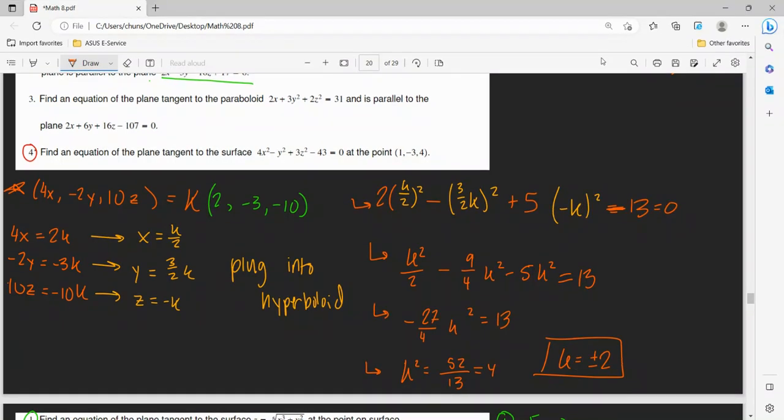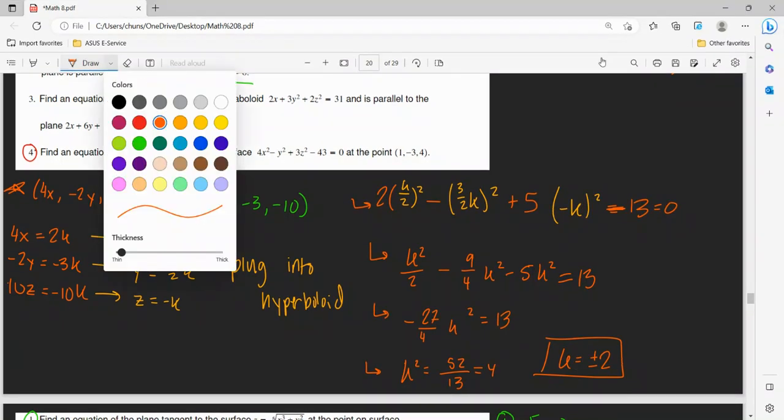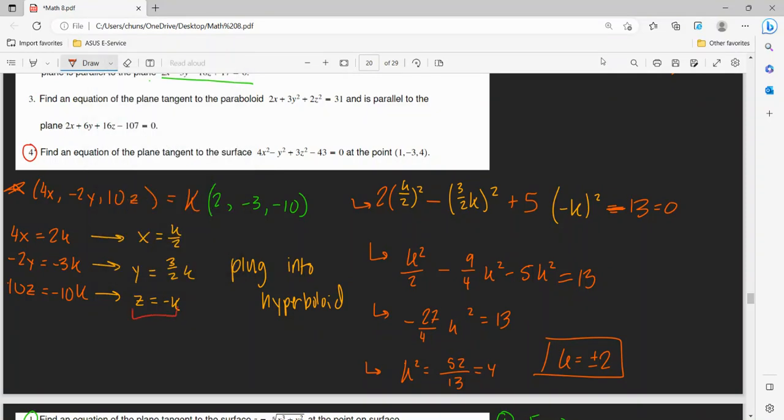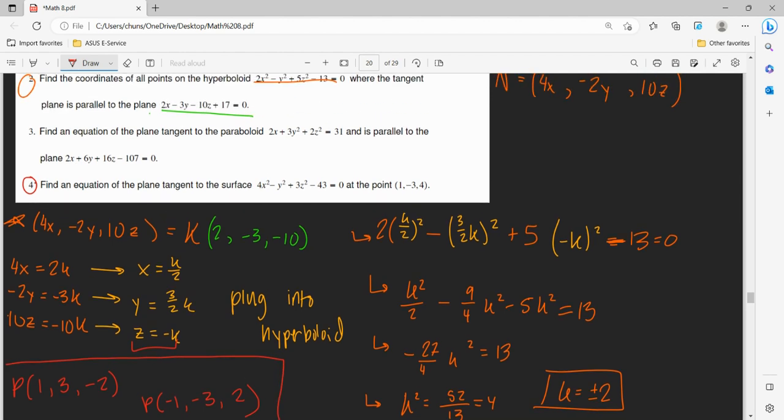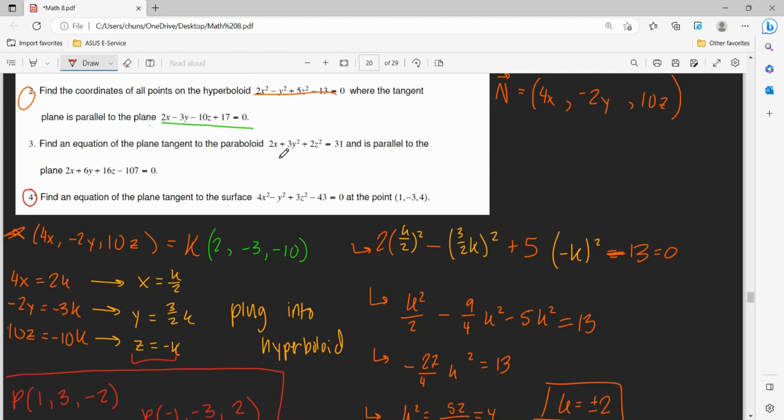And when we plug this 2 back into our x, y, and z right here, let's start with positive 2. So this is 1, 3, and negative 2. And our second point with negative 2 is negative 1, negative 3, and positive 2. So these are the 2 points where it is parallel to this new plane. Okay, so that is it for question 2.